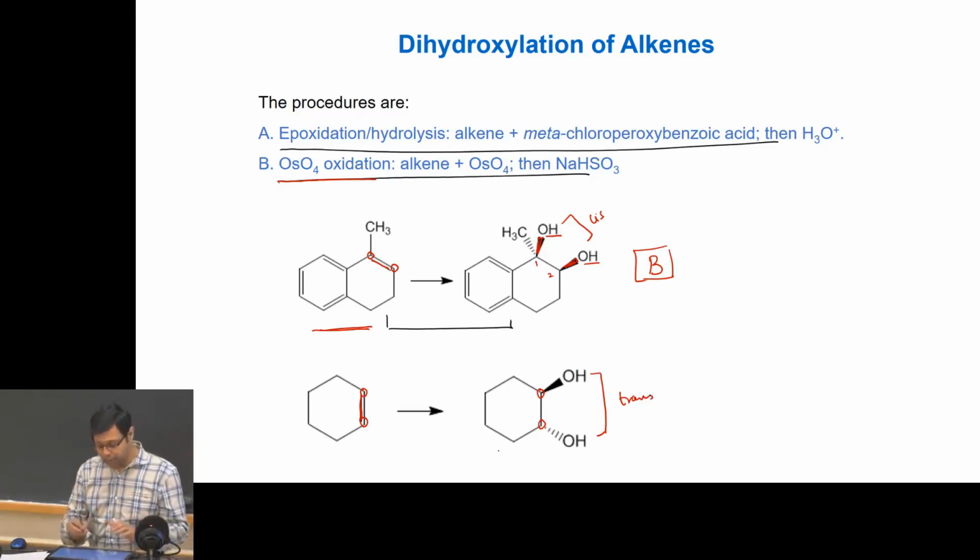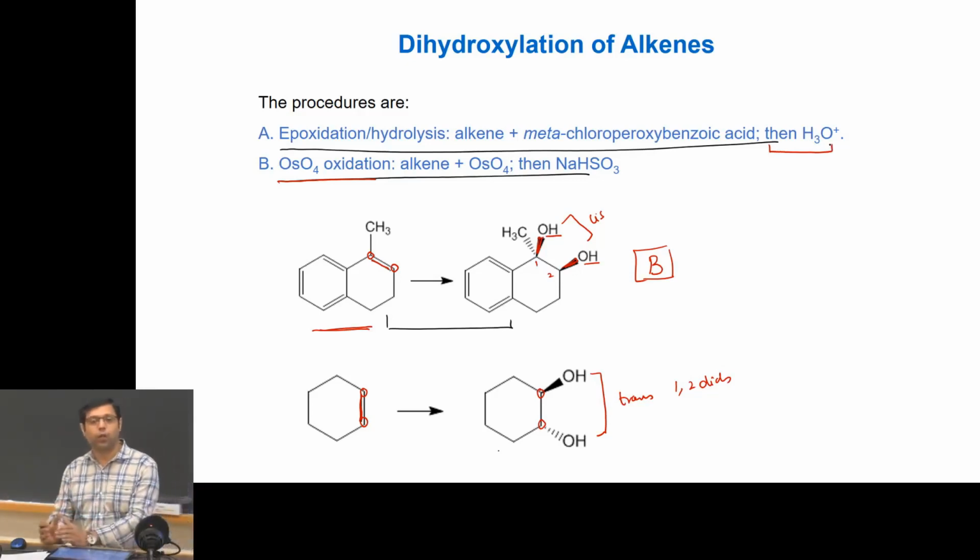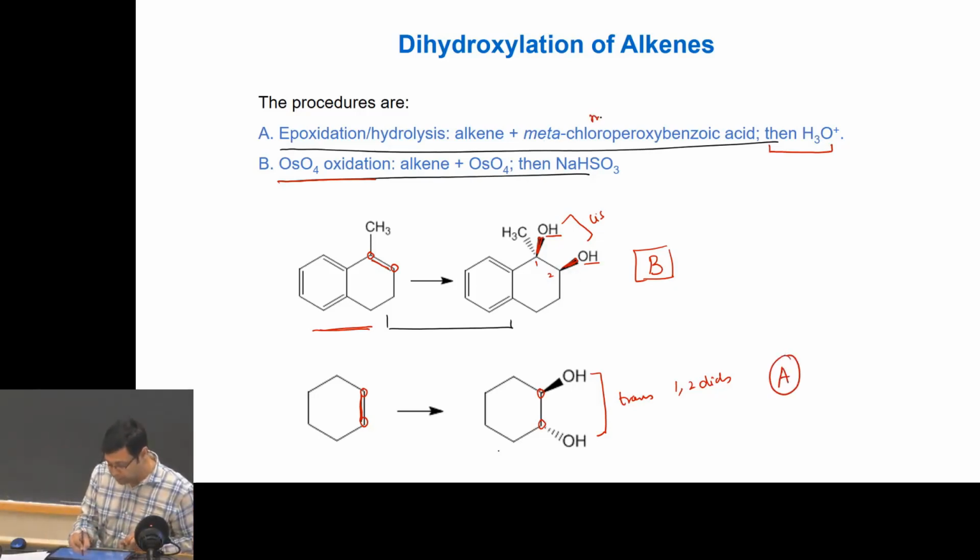The only way we have learned to make trans 1,2 diols is make an epoxide and then open up the epoxide with the help of acidified water. So the reagent that will perform this transformation is reagent A. MCPBA followed by acidified water. All right. So take a note of the stereochemistry in the product to identify the reagent that will allow that transformation.